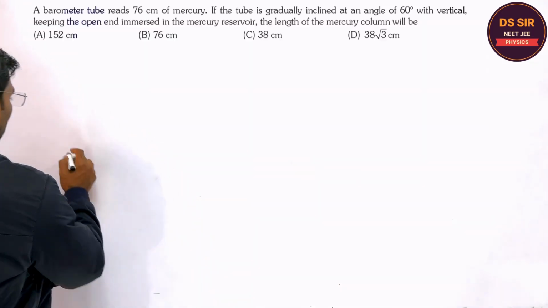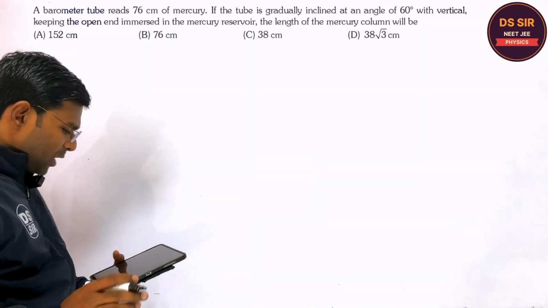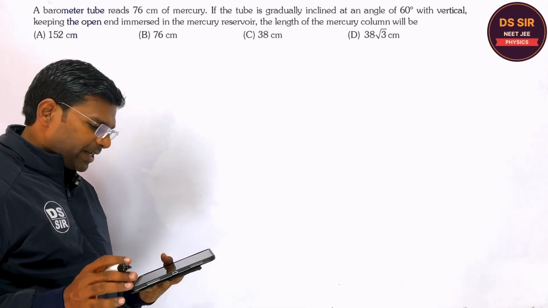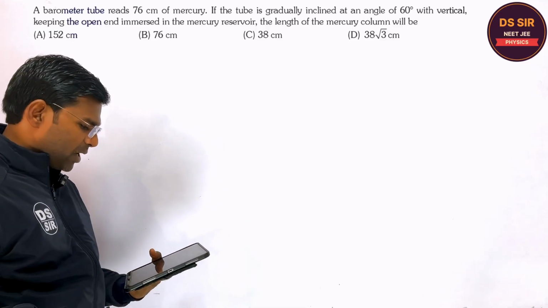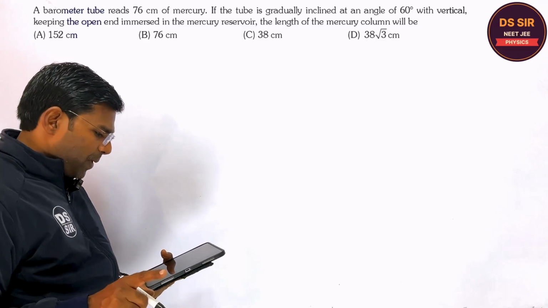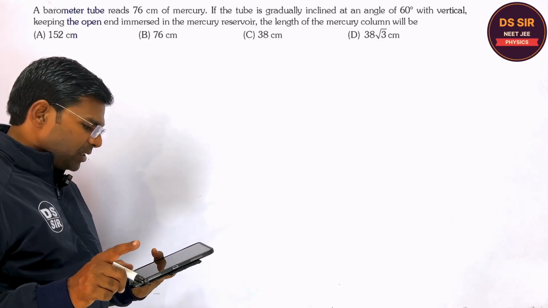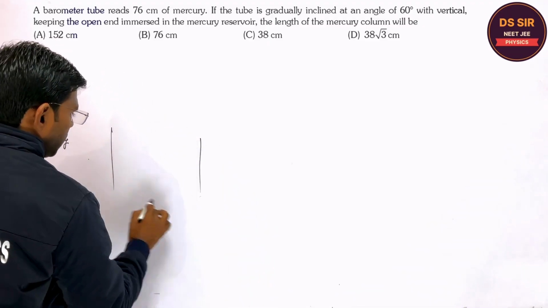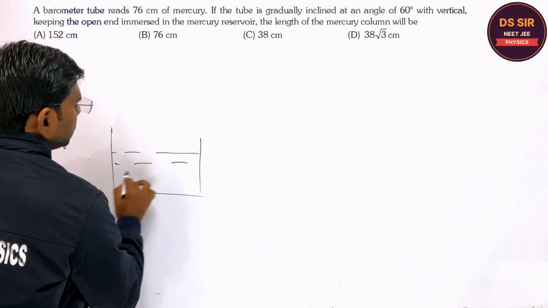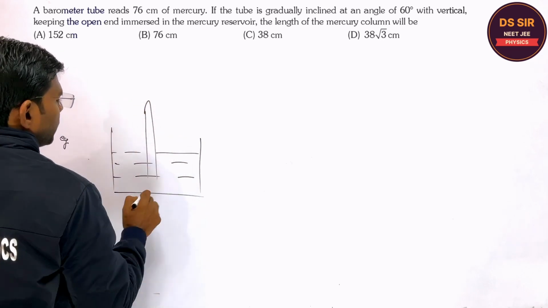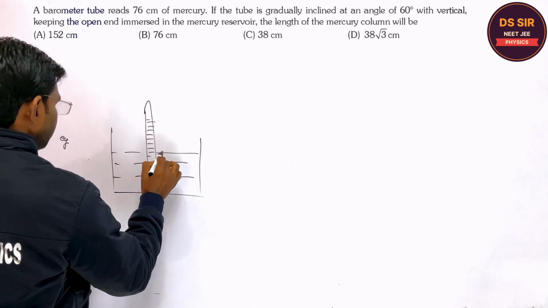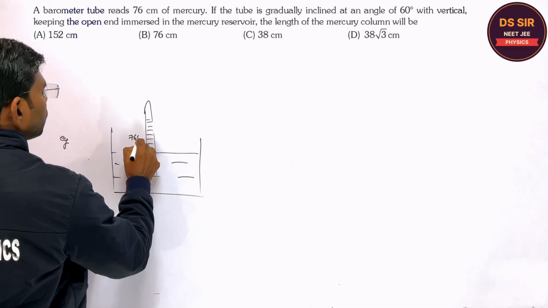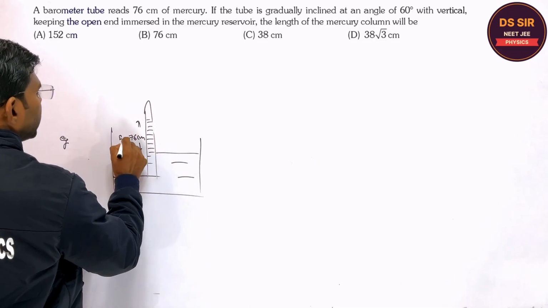Copy this. So in the next example, the barometer tube reads 76 centimeter of mercury. If the tube is gradually inclined at angle 60 degree with vertical, you have to remember keeping the open end immersed in the mercury, what is the length of the mercury column? What is the question? It is a very general question, right? Asked many times. If this is the mercury column, when it is vertical, and the mercury column is equal to 76 centimeters, suppose this is the H.